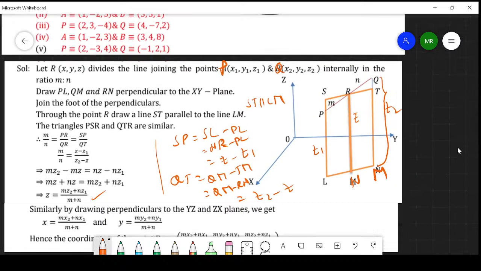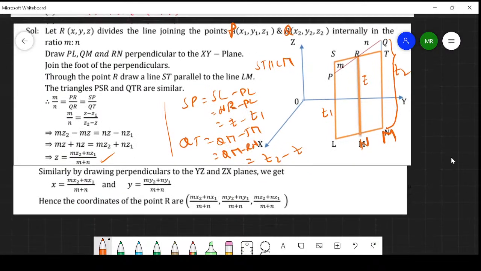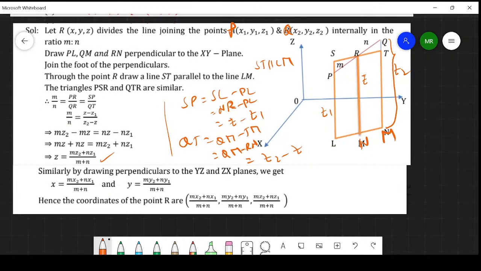You have taken m is to n. I got the point here. I understood here. This one, z value. Similarly, by drawing perpendiculars to the yz plane and zx plane, we get the other coordinates. You have drawn the perpendicular to the xy plane, we got the z coordinate. If we draw yz and zx planes, we get another coordinates, the x coordinate, (mx2 + nx1)/(m + n), and y equal to (my2 + ny1)/(m + n), we get similarly.